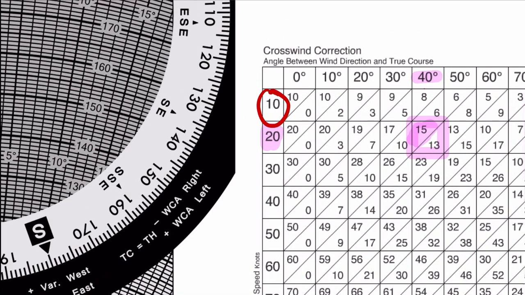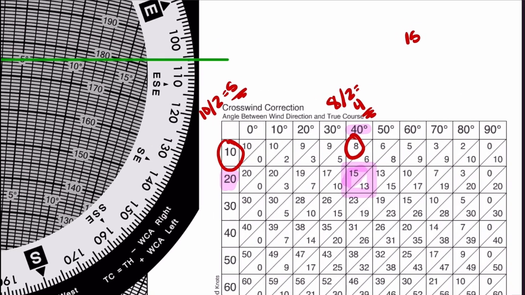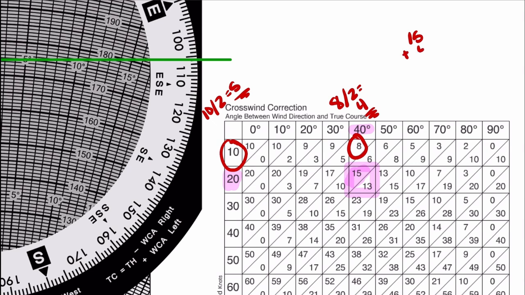get the number that correlates with 10, and then in order to get 5, you can take 10 divided by 2, that'll give you 5. And so if you're doing that over here, you're also going to take 8, divide that by 2, and it's going to give you 4. So for 5 knots of wind at this angle, you would have a 4 knot wind component. I'm going to take that 4 and add it to my 15, and that gives me 19 knots.